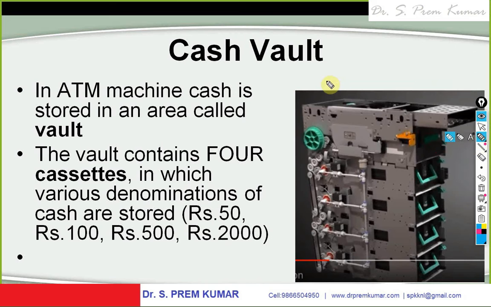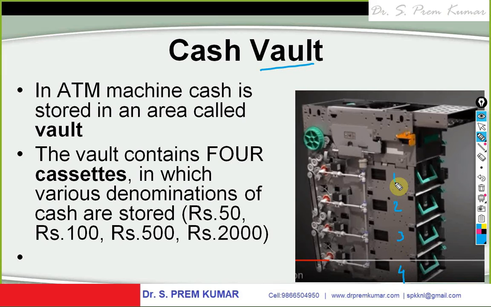You observe here, there is a vault, the cash vault. Inside the ATM machine, they insert a cash vault. This cash vault generally contains 4 parts, 1, 2, 3 and 4. These 4 are called cassettes. First compartment, second compartment, third compartment and fourth compartment.